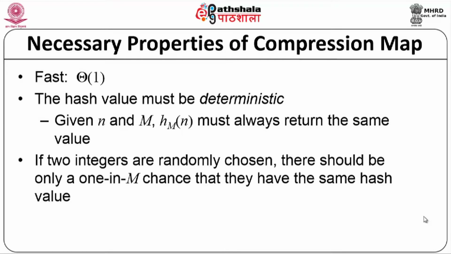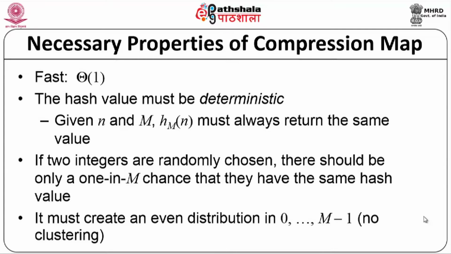If two integers are randomly chosen, there should only be a 1 in m chance that they have the same hash value, the same thing that we said earlier where I was the integer representation. Here m is the size of the hash table. So, there must be only a 1 in m chance that randomly chosen integers will map to the same value. The properties are similar, and it must create an even distribution over 0 to m minus 1. There should be no clustering, that is the integers should not be clustered near each other, they should be evenly distributed.